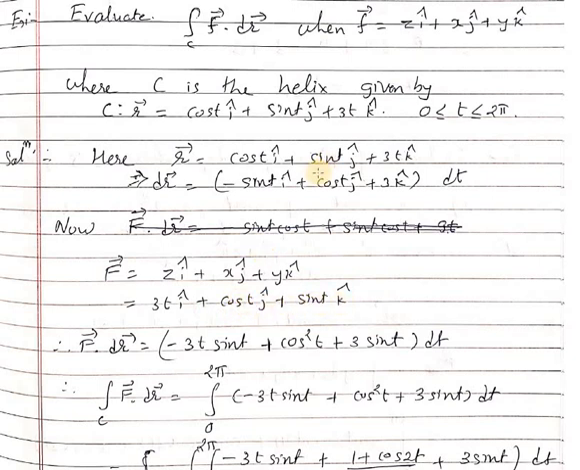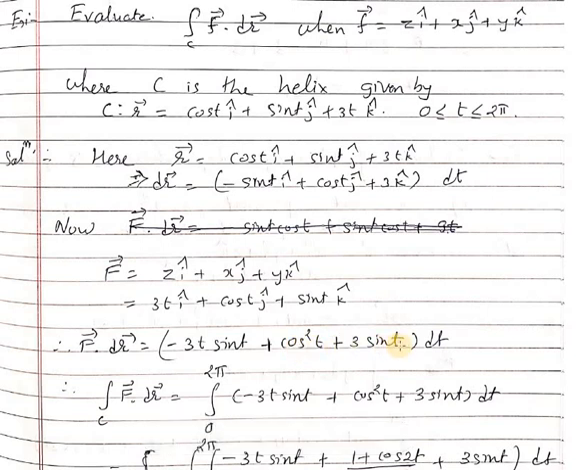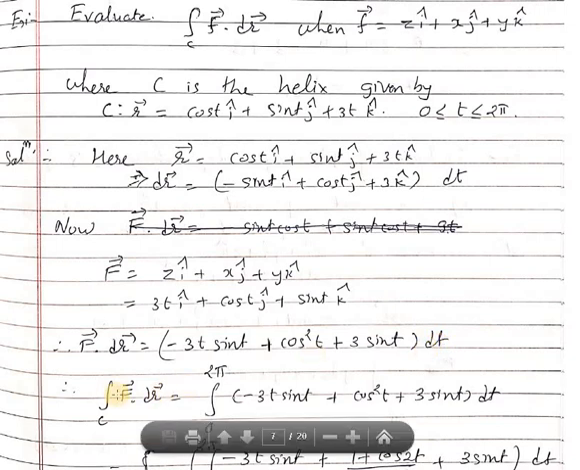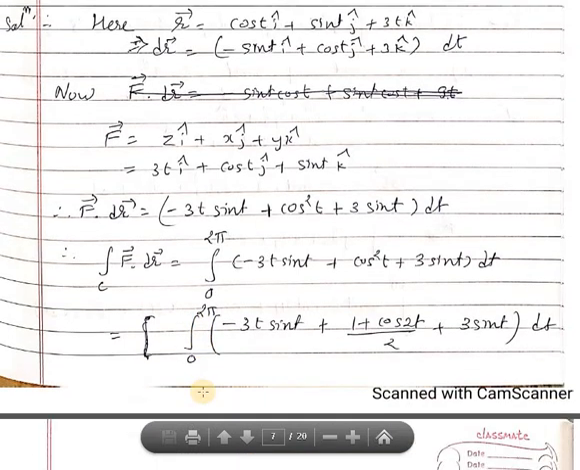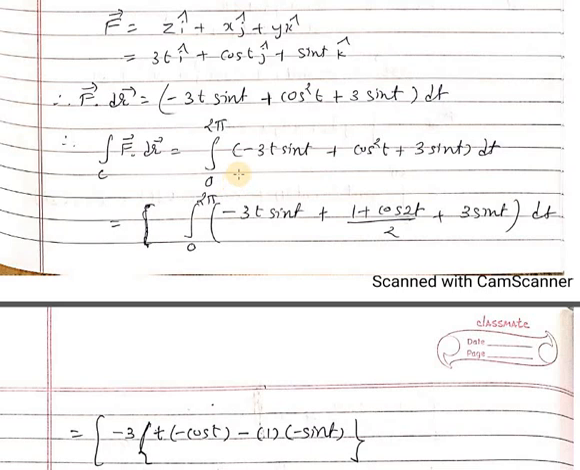Now we are taking F·dr. So F·dr will be (−3t sin t + cos² t + 3 sin t) dt, and therefore your integration ∫F·dr is equal to the integration from 0 to 2π of (−3t sin t + cos² t + 3 sin t) dt. Now see, cos² is not directly integrable, so replacing cos² t by (1 + cos 2t)/2.